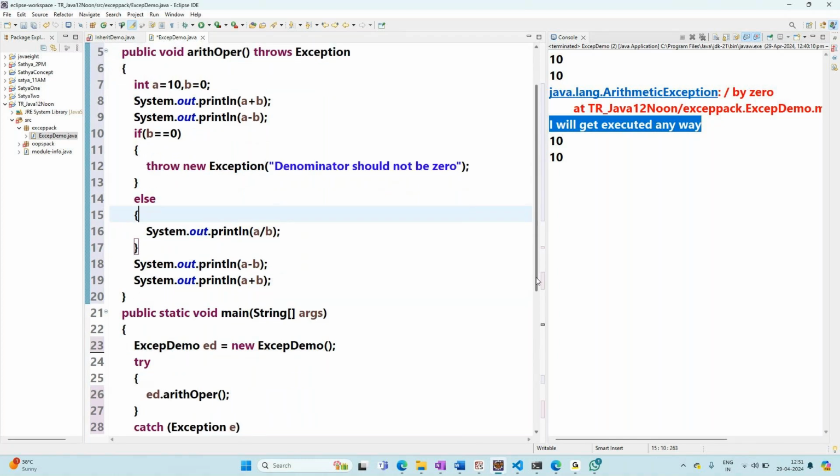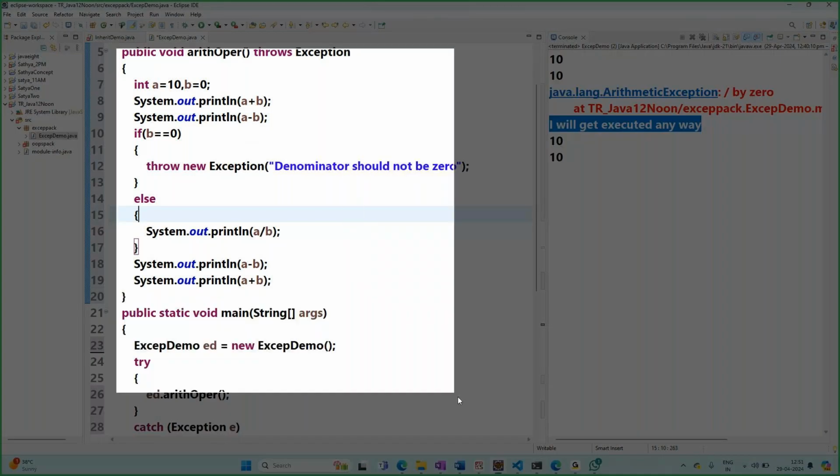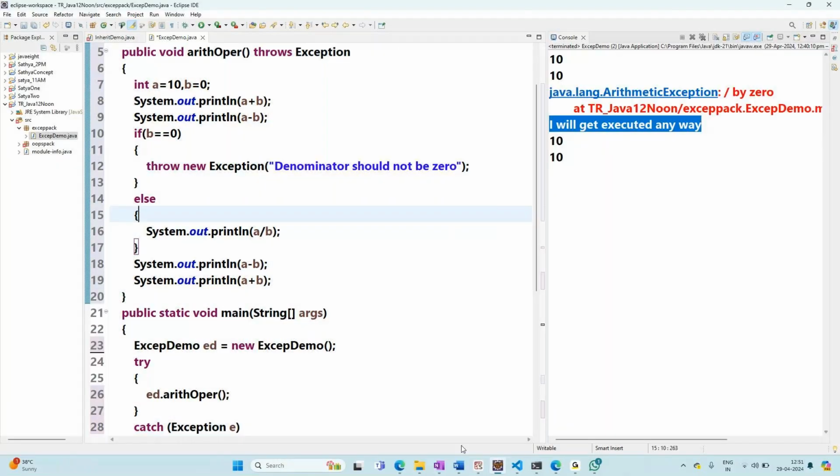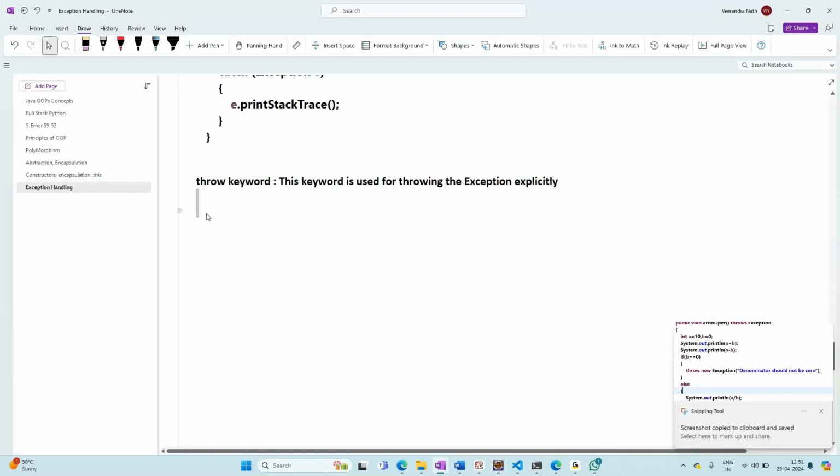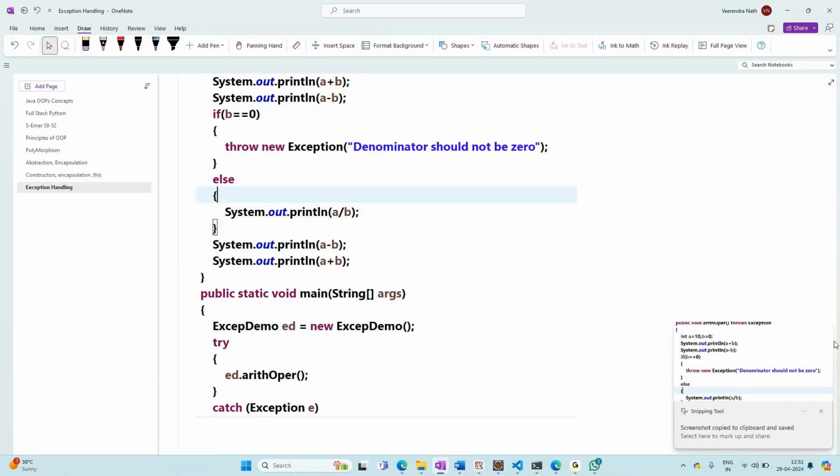That's what you are going to do over here. So this is the way that we work with the throw keyword. What will throw do? Throw will throw a new exception.